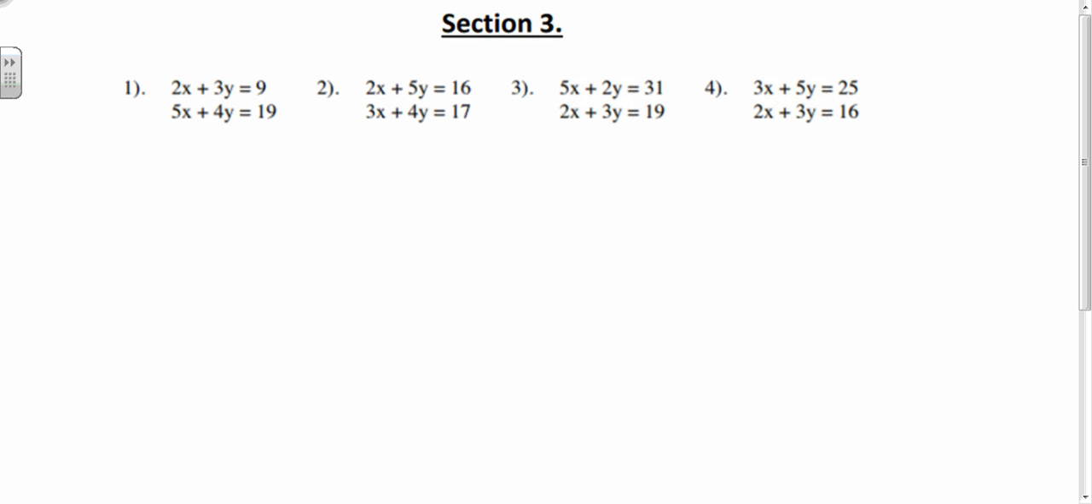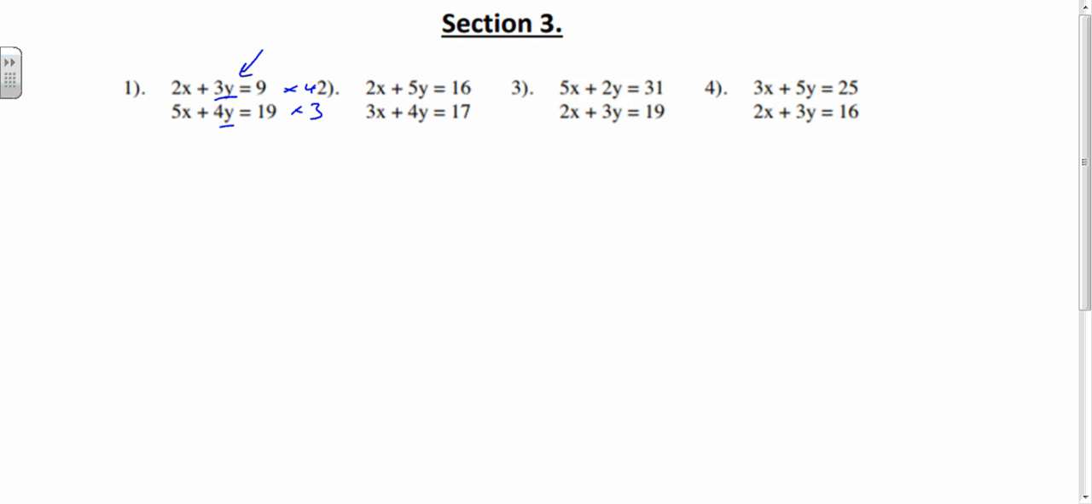Let's have a look at section 3. So now this is a little bit tricky because we can't double or times 3y by anything to get the 4y. So we've got to find a number that both of them go into. And so I know that 3 and 4 both go into 12. So therefore I'm going to multiply the top one by 4 and the bottom one by 3.